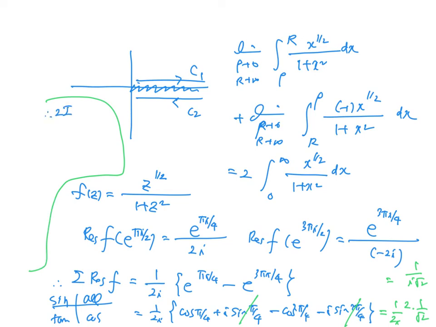Two I is two pi I times I square root of 2, right? So I is pi over square root of 2. Again, pi.